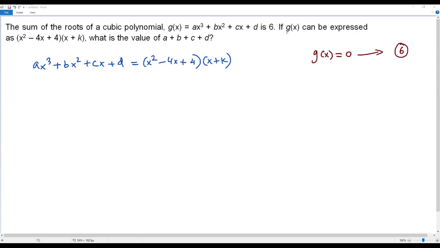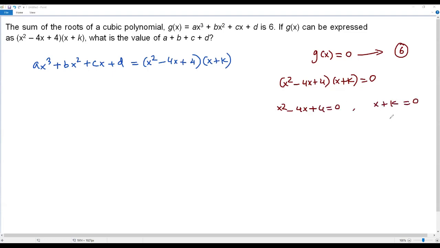And also the question says g of x can be expressed in this form. So now we can replace this g of x by this product of the two expressions, that is x squared minus 4x plus 4 times x plus k equals 0. Okay, now the product of the two expressions equals 0. Either the first expression equals 0 or the second expression equals 0. Then we get x squared minus 4x plus 4 equals 0 or x plus k equals 0.